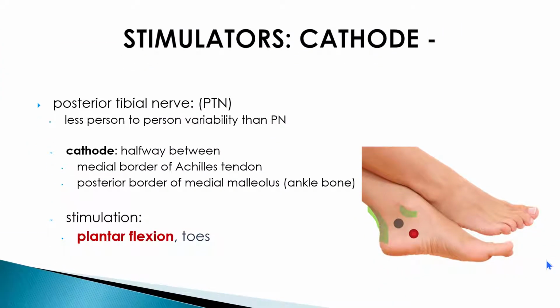If you're stimulating the posterior tibial nerve, you place the cathode halfway between the medial border of the Achilles tendon and the posterior border of the medial malleolus, which is the ankle bone. Here's your ankle bone, and there's the Achilles tendon, and the cathode goes halfway between this. Stimulation of the posterior tibial nerve causes a plantar flexion of the toes.